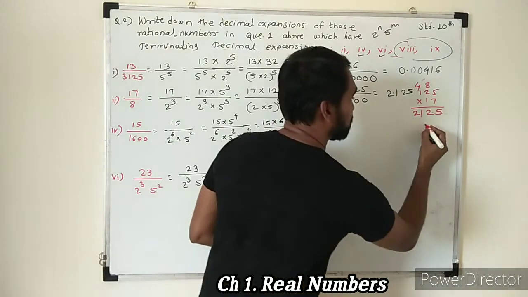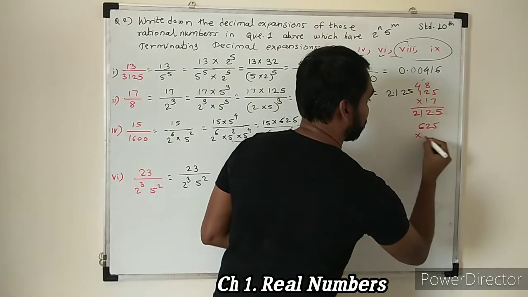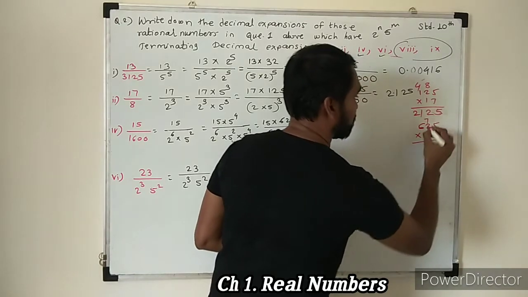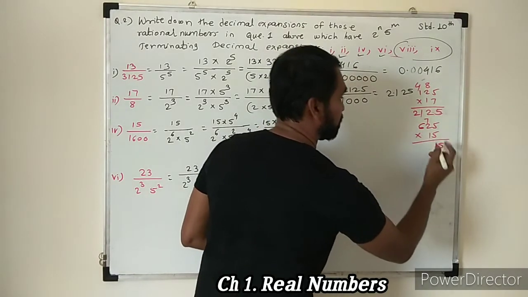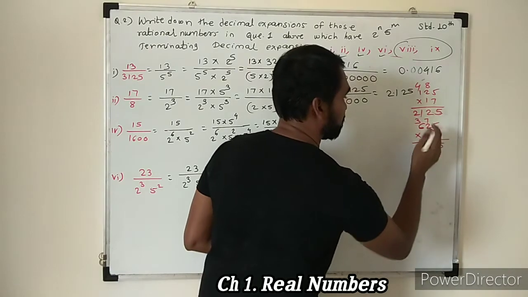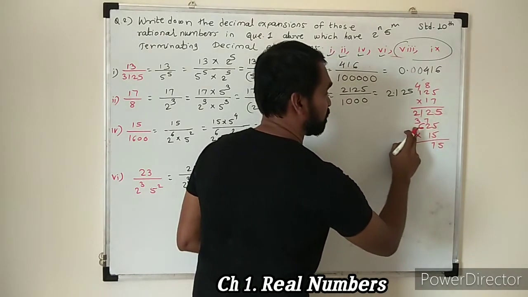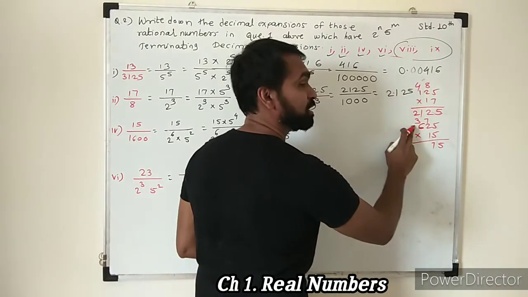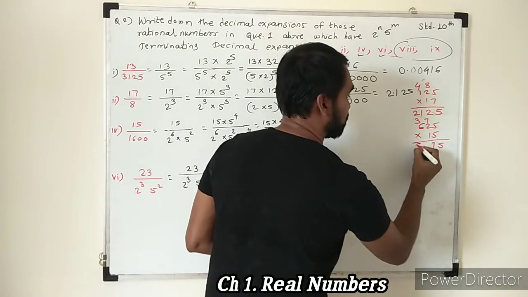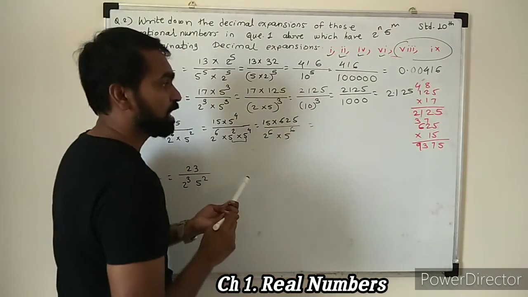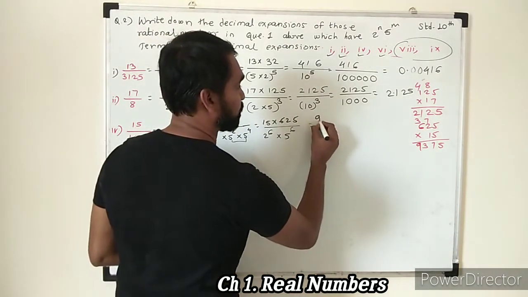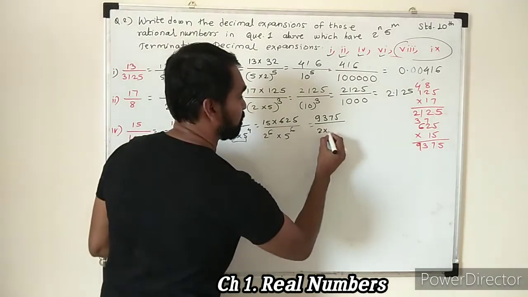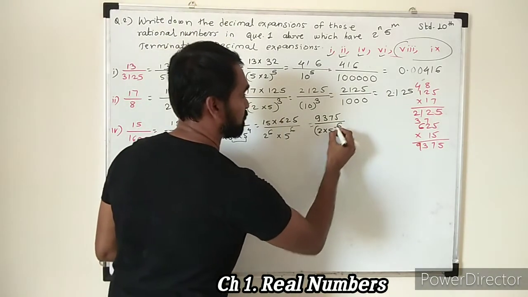So 625 multiply 15. 15 times 5 is 75, you carry 7. 30, 30 plus 7 is 37, carry 3. 15 times 6 is 90, 90 plus 3 is 93. So what is the number? 9375 upon 2 multiply 5 raised to 6.